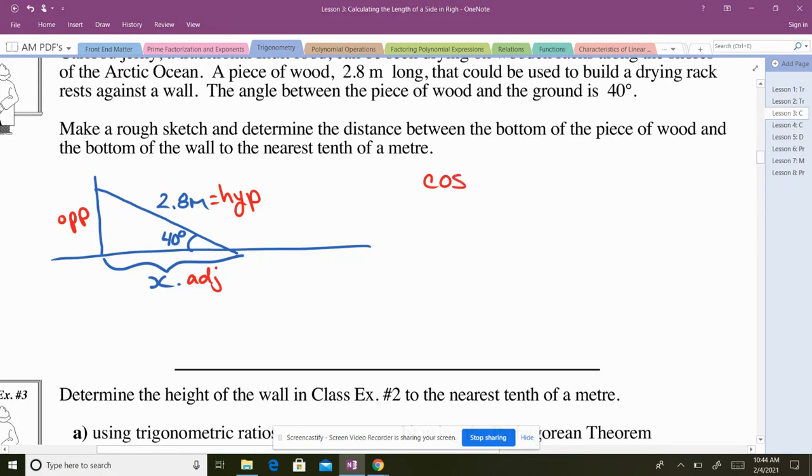Where does the angle go? Right in with the cosine. So cos of 40 is equal to what over what? X over 2.8. Now, you have to change the cos 40 to a decimal. So you gotta do it in your calculator. Cos of 40 is 0.766.